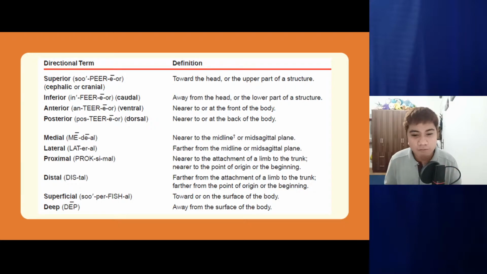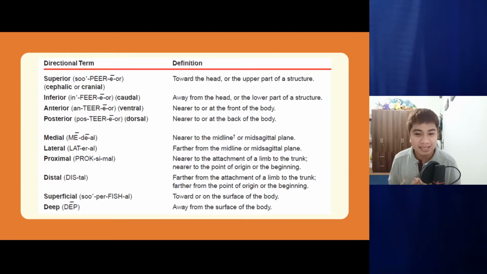Next, we have posterior or dorsal. It is nearer to or at the back of the body, ara mismo sa likod. Okay? For example, the esophagus is posterior to the trachea. Okay? Magamba kita posterior, ara siya sa likod. Meaning ang aton nga esophagus, ara sa likod sang aton nga trachea.